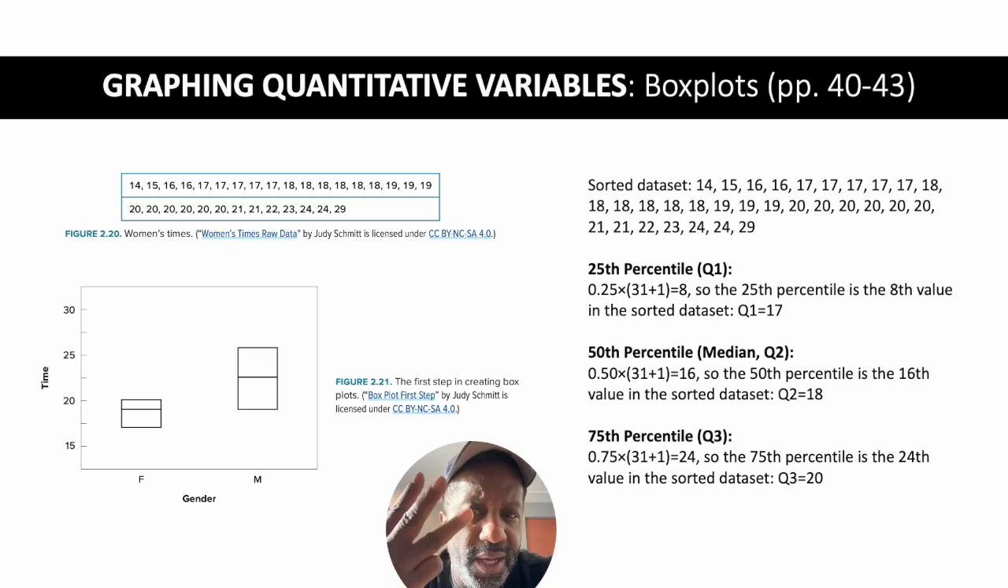Recall that there were three graphs that I was going to show you: box plot, frequency polygons, and the third was stem and leaf. I've already shown you frequency polygons. I just showed you stem and leaf, and now I'm going to show you box plots. I saved the best for last.